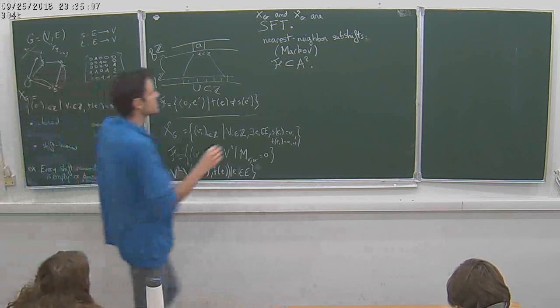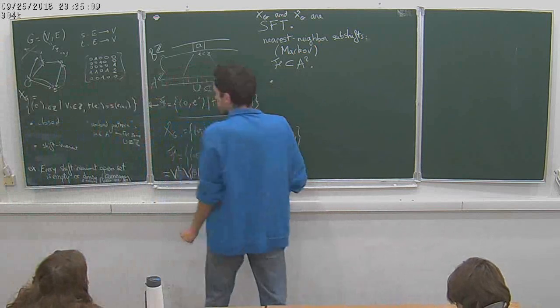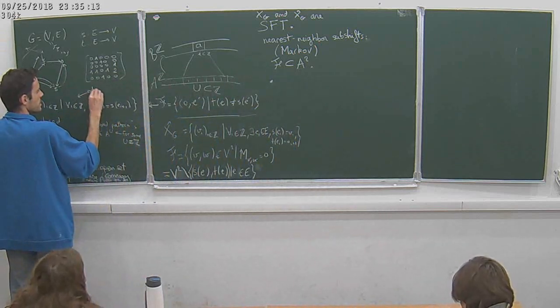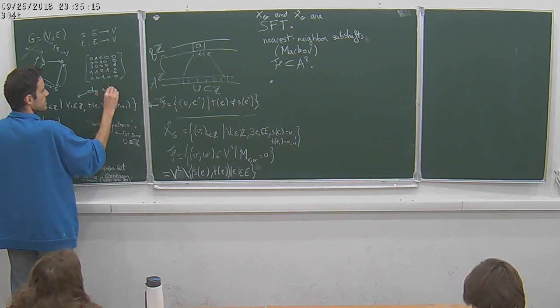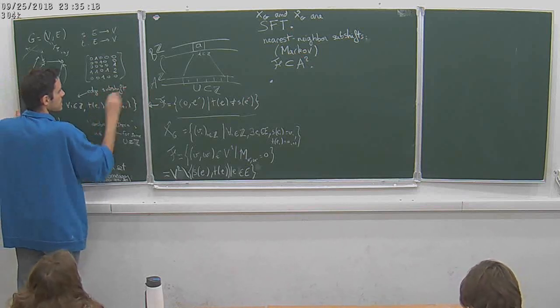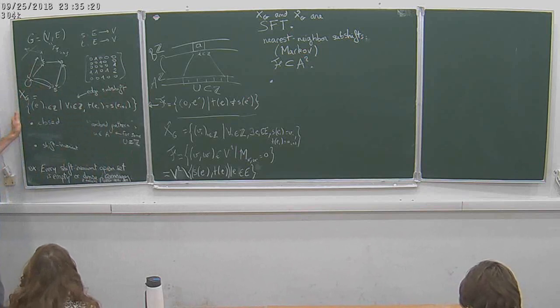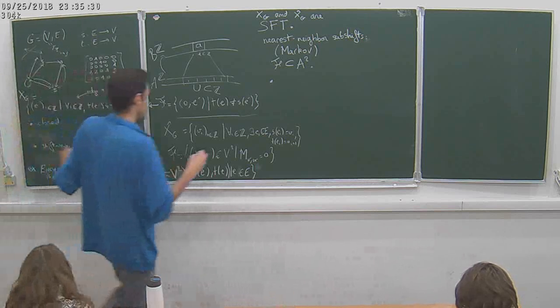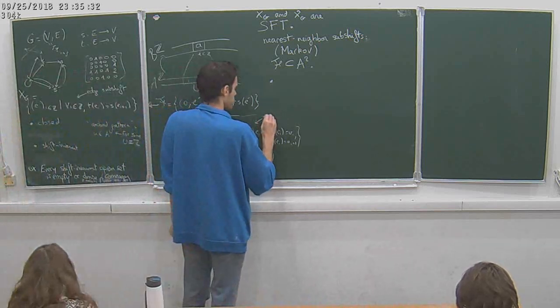So, this is the edge subshift. Sometimes you hear edge shift. Sometimes, for example in the book by Lind and Marcus, they say shift instead of subshift. It's really the same. And this is the vertex shift.